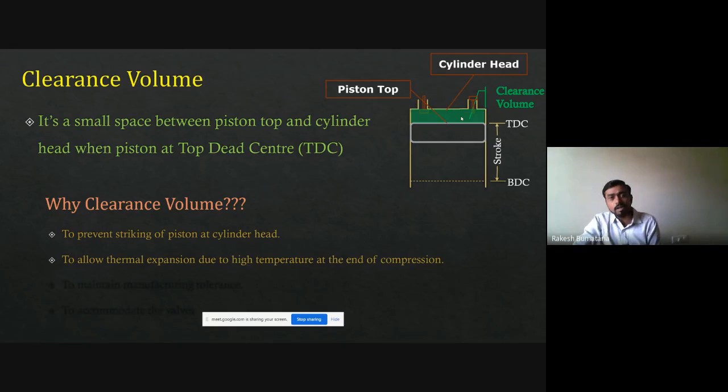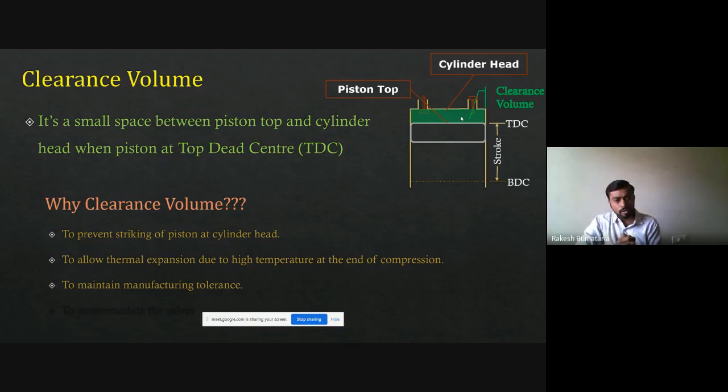Another reason is to allow thermal expansion. We are all aware that during compression the air gets heated, and due to the rising temperature there is always a chance of thermal expansion of the metallic body. There are always chances of a little bit of thermal expansion in the piston, so the dimension of the piston will rise. So when the piston moves from BDC to TDC, it will not hit the cylinder head and will not move further. So clearance volume allows that thermal expansion also.